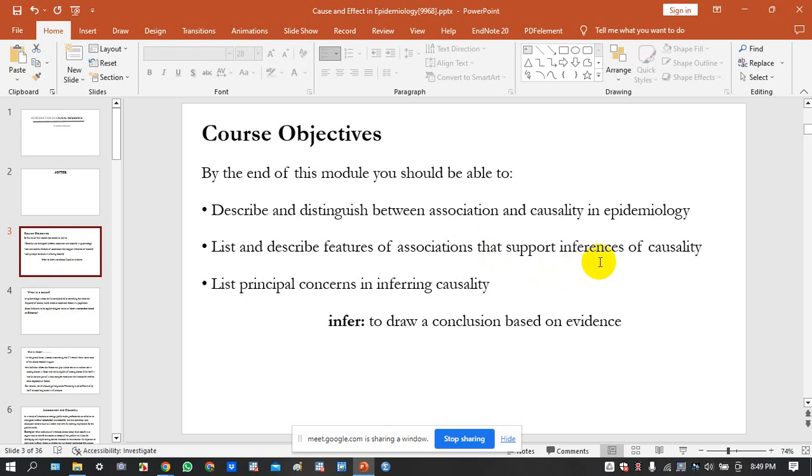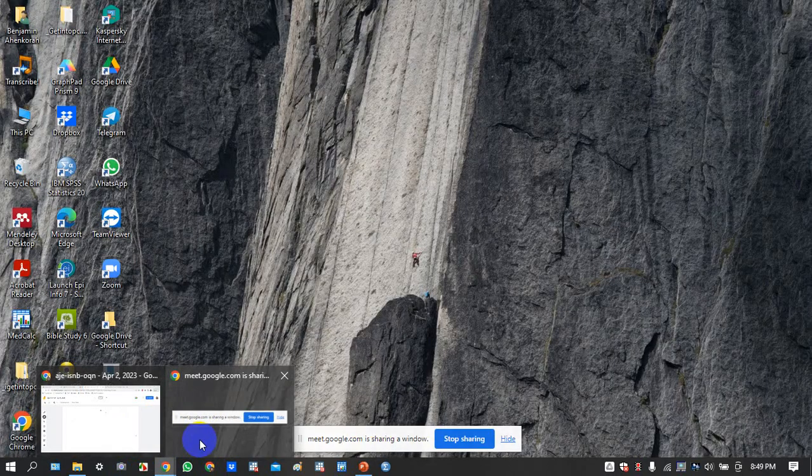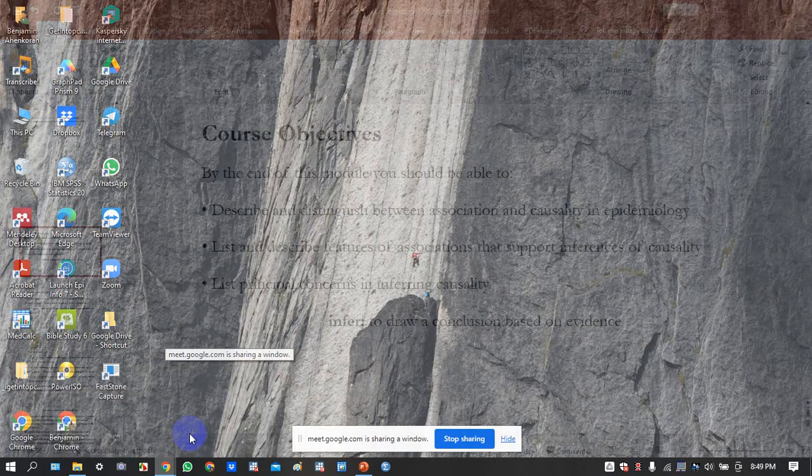Causality is the same as causation, or causing something, causing a disease. Then you are able to also list the principal concerns in inferring causation or causality. When we say infer, it means to draw a conclusion based on evidence, like what Mr. Agbeko said. So let me throw some light on the differences between association and causality or causation. Let me go and explain that before we follow through with our lecture.